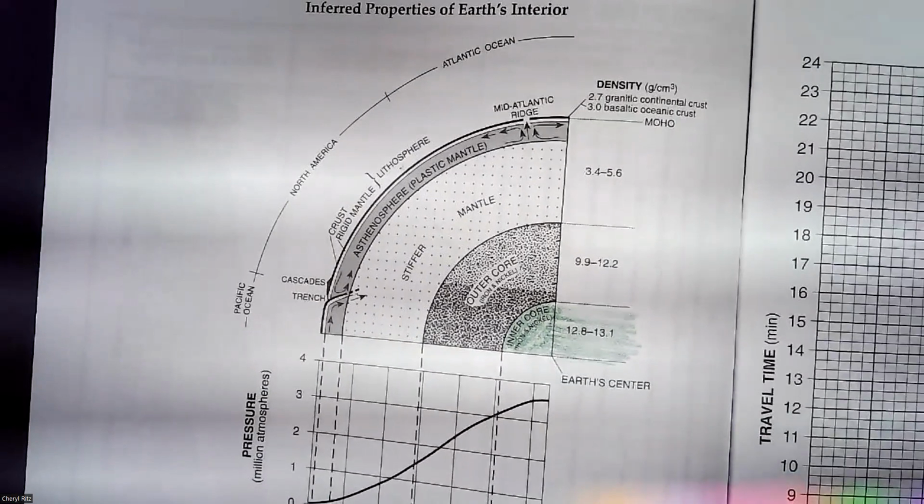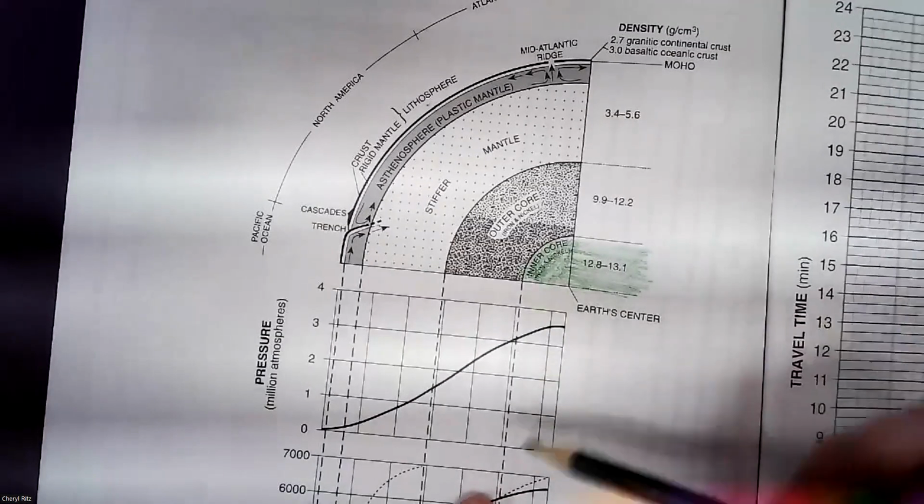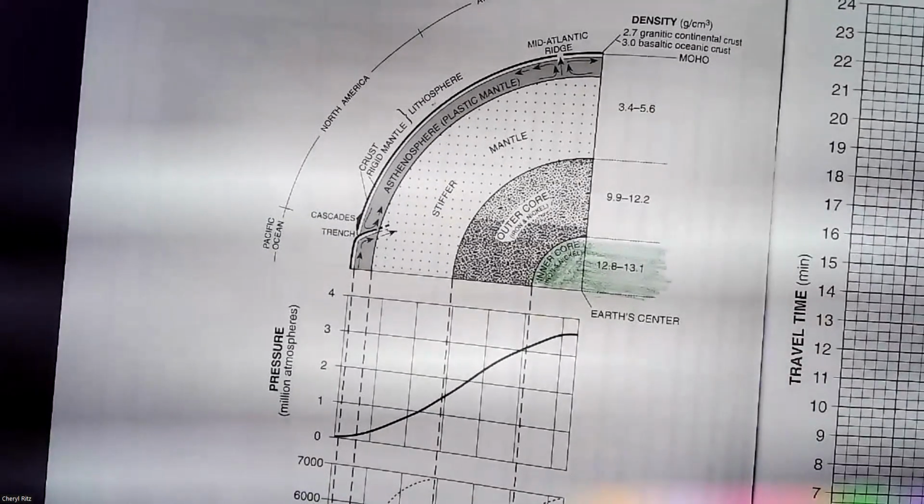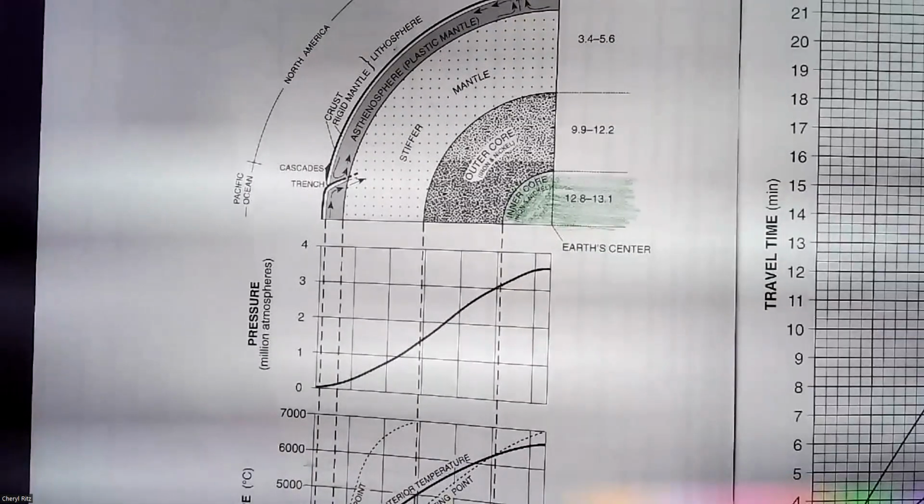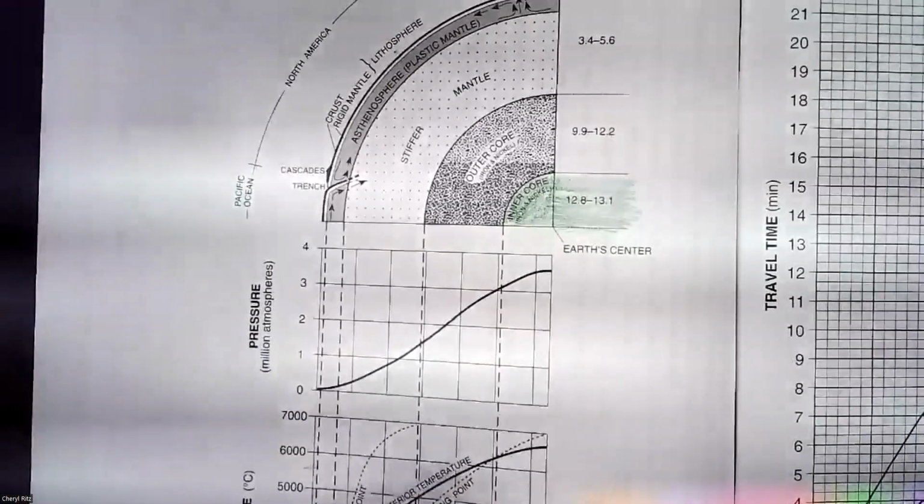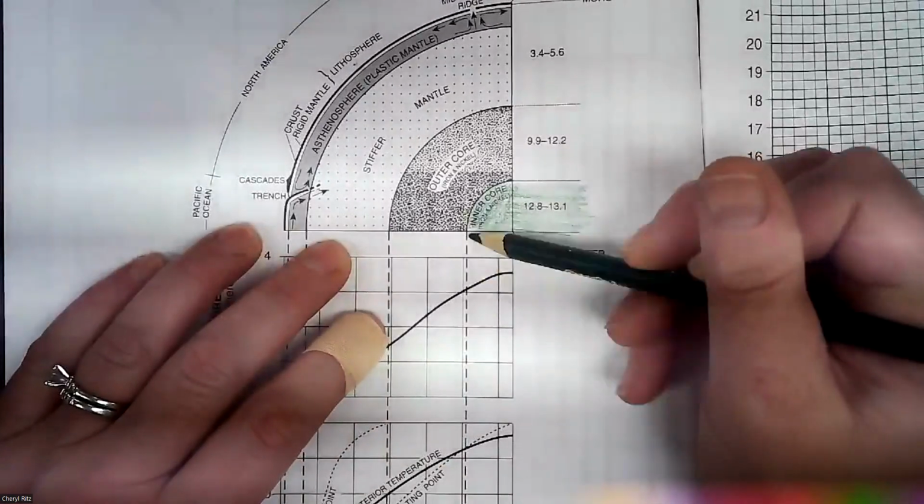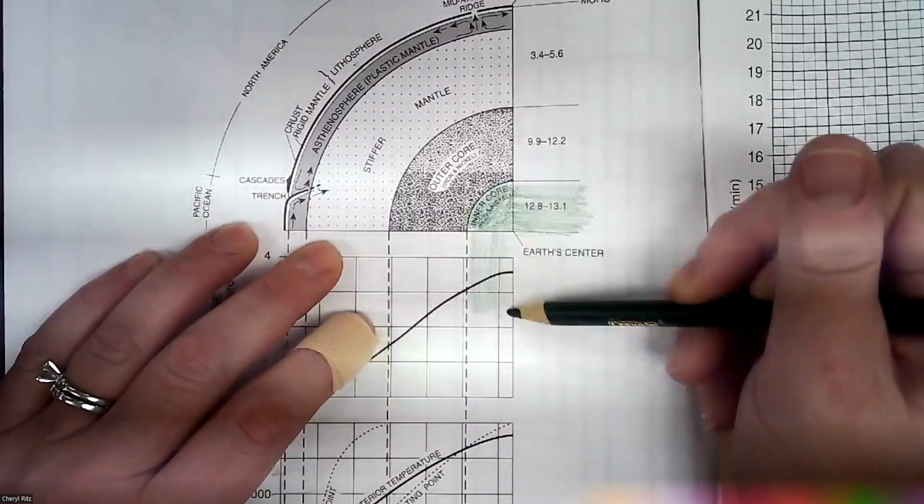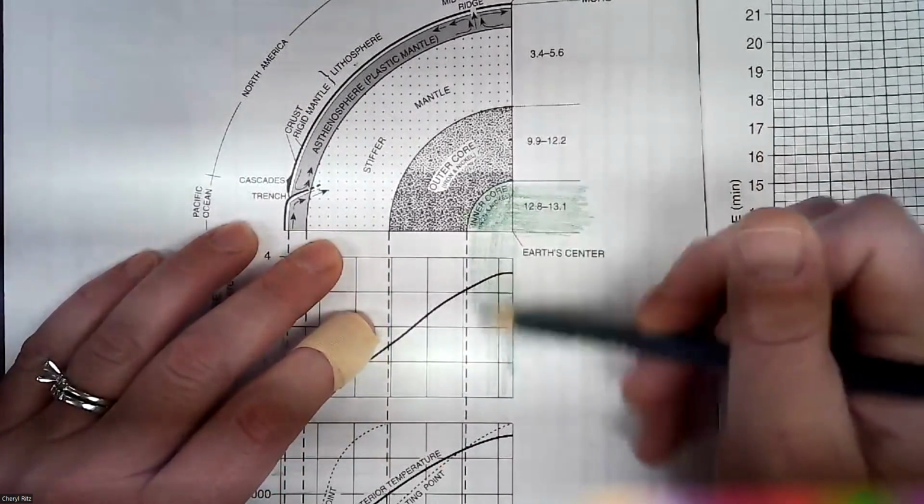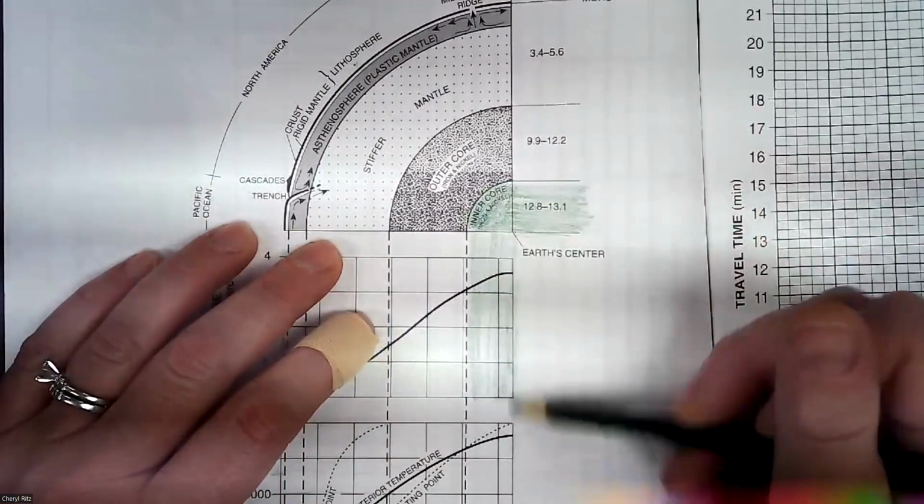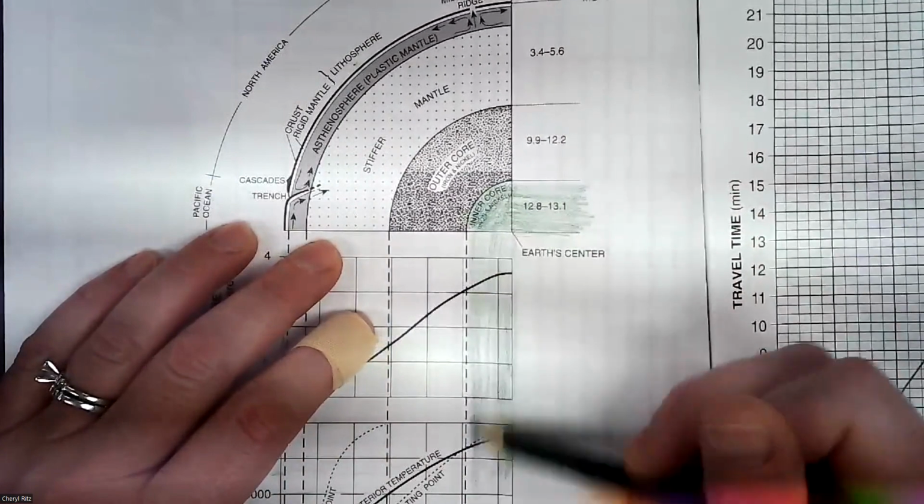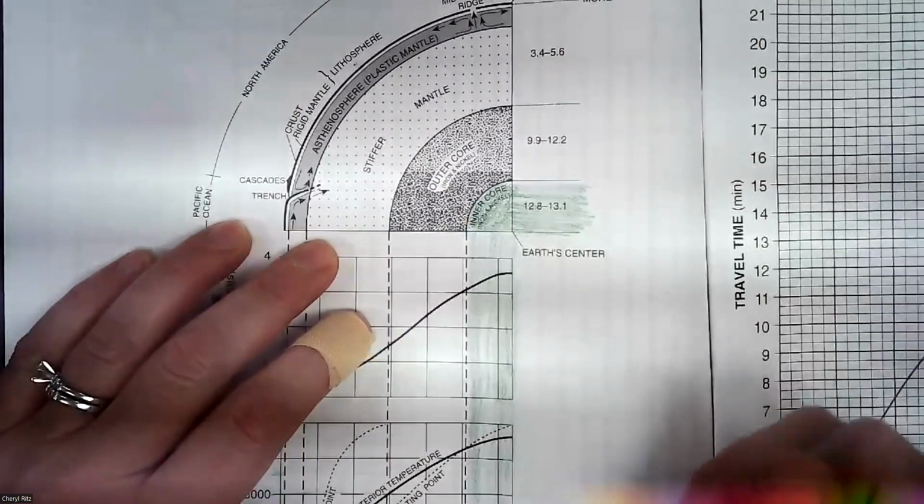Now, do you see how this dotted line follows down? That is marking off the inner core so we can see where the inner core's temperature, pressure, and depth are. So go ahead and color that all the way down. Don't go over the dotted line.